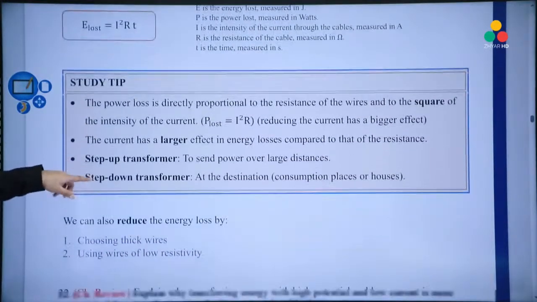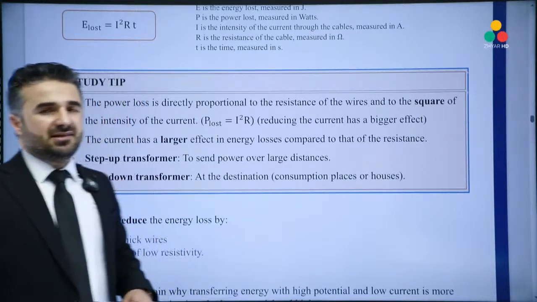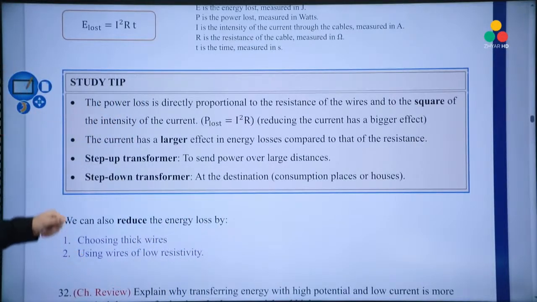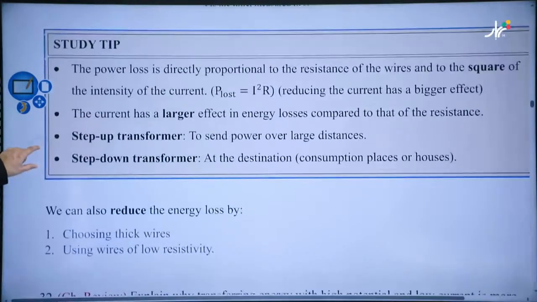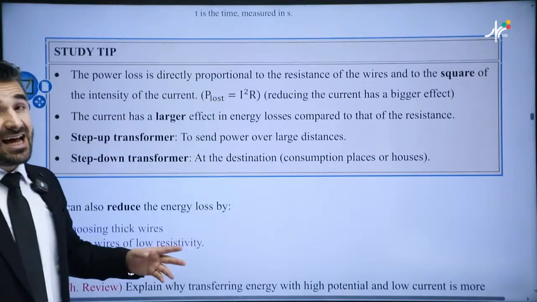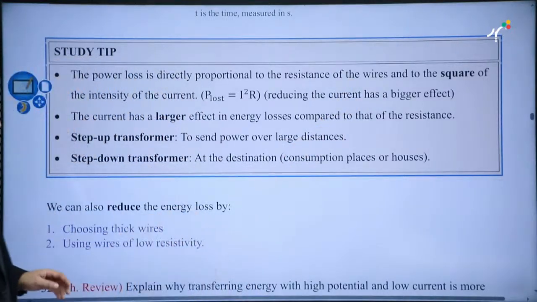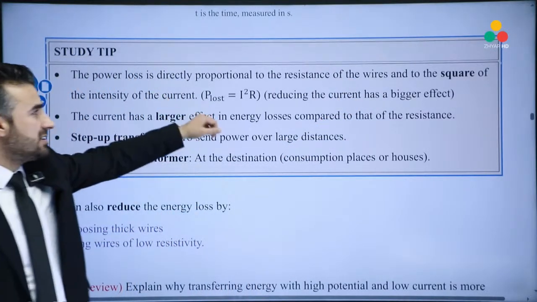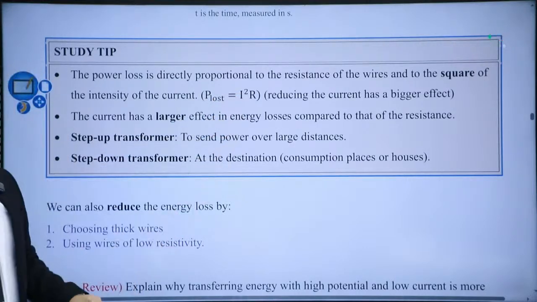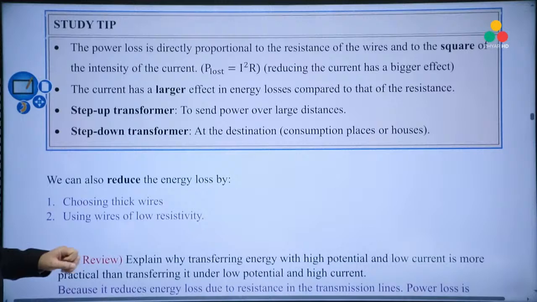We have also mentioned which one has a bigger effect: the resistance or the current? It is the intensity of the current because it is squared. So take a look at these study tips. First one says the power loss is directly proportional to the resistance of the wire and to the square of the current. So don't forget, it is the square of the intensity of the current. Power loss is basically current squared times the resistance, and reducing the current has a bigger effect.